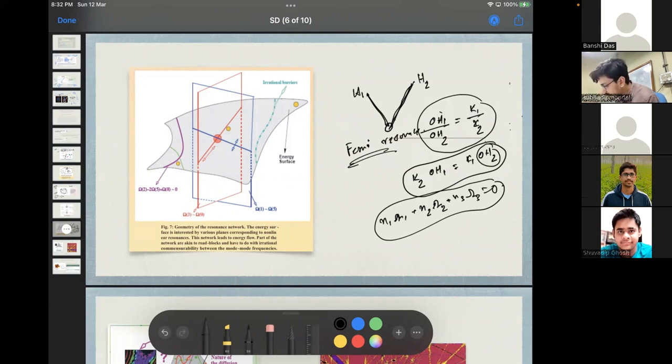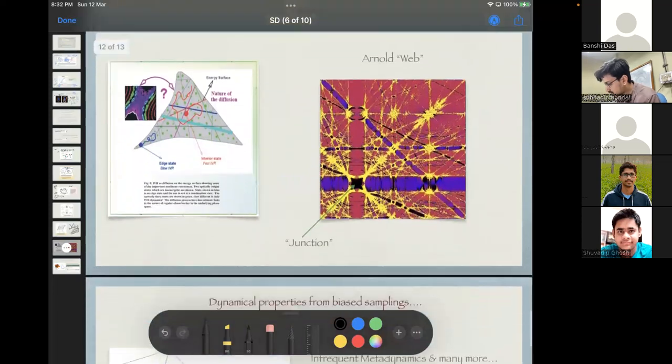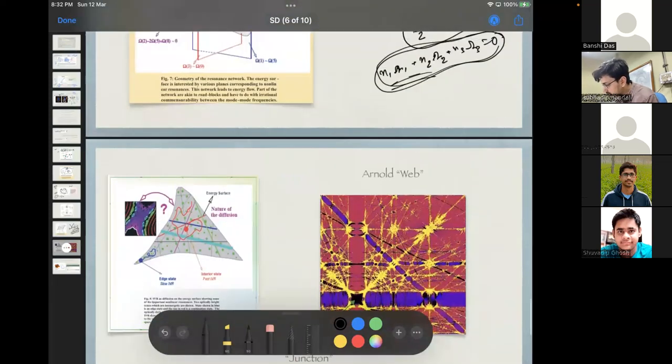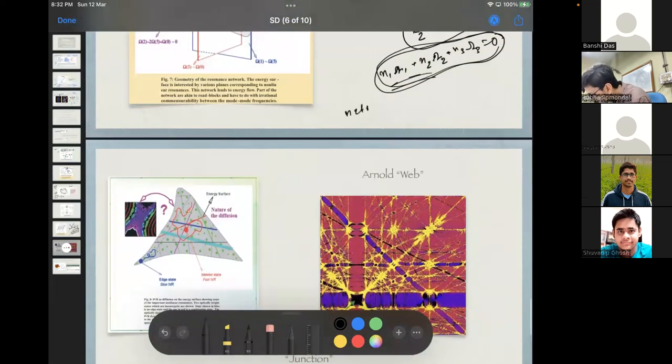Now, all these conditions, for 3 modes, 4 modes, all these resonance conditions in the high dimensional phase space will create this type of zones, this type of lines. All these structures together are called a network of nonlinear resonances.